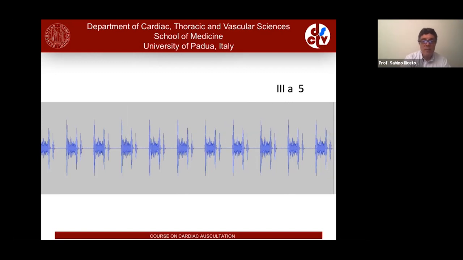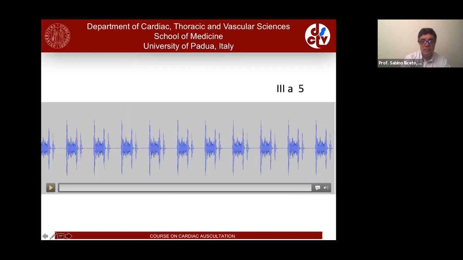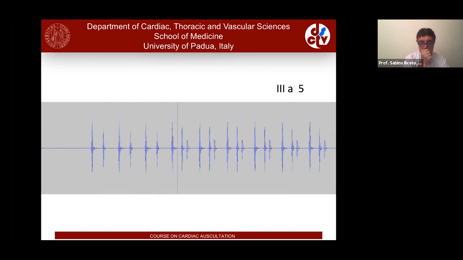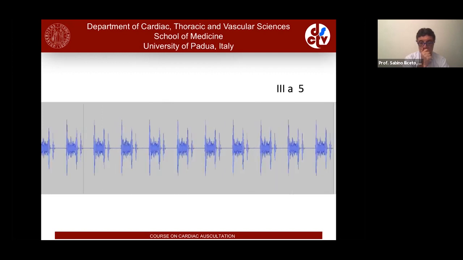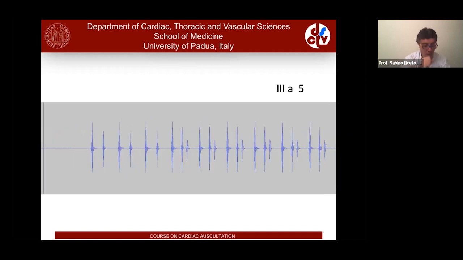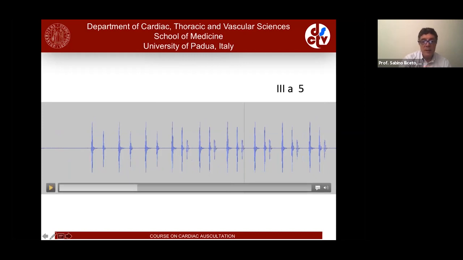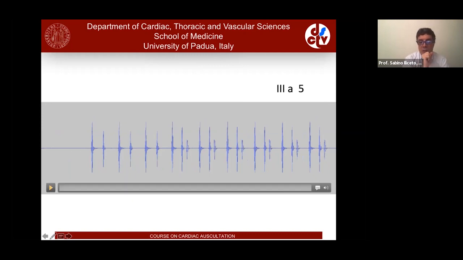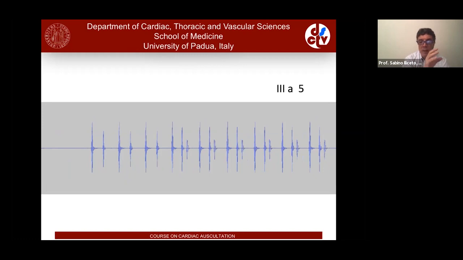So now let's do the same thing with eyes closed. So let's move to another example, and I hope that you have appreciated the difference in making auscultation with the concentration that comes from having eyes closed.